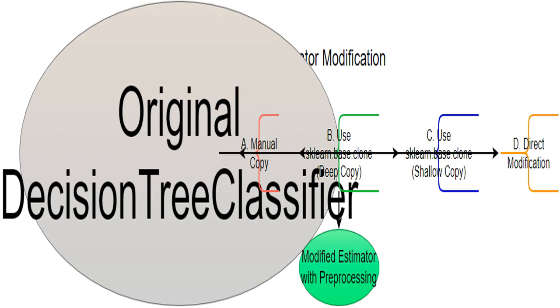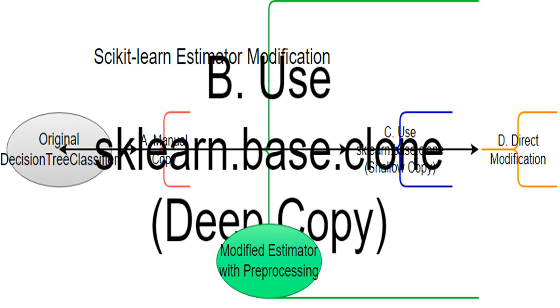I'm starting with a standard decision tree classifier from the scikit-learn library. Think of it as a pre-built machine learning model ready to classify data. I want to add some extra steps, pre-processing, to improve its performance, but I don't want to change the original classifier directly. This is the correct approach. I use Sklearn base clone to make an exact copy, a deep copy, of my original decision tree classifier. It's like photocopying the classifier. I have two completely separate, independent copies. Now, I can add my pre-processing steps to this copied classifier without affecting the original.